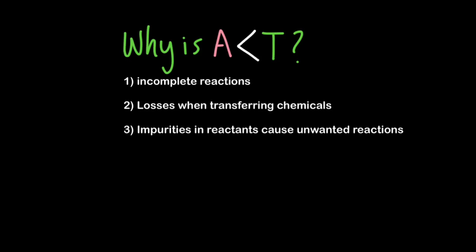Now let's say you've finished your reaction in the reacting chamber and now you have to transfer it. When you transfer chemicals, the chances are some will still be stuck within the original reacting chamber. Just like if you're pouring juice from one glass to another, some of the liquid will still be stuck to the sides of the original glass. So there are losses when transferring chemicals. And finally, how do you know that the reactants you are using aren't mixed in with some impurities you don't want? And therefore, when you react it, some of those impurities react to make products you don't want. And that would take up some of the mass. So actually, not all of what you have there is the product you expected. So impurities in reactants cause unwanted reactions.